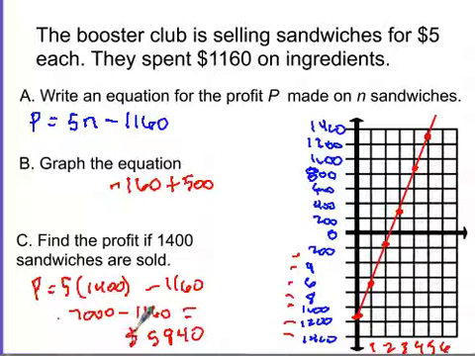$5,840. That seems like a tough way to make $5,000. I don't think many of them run out of sandwiches. All right. 5 times 1,400 minus 1160, that's 7,000 minus 1160, which equals 5,840. All right. Here's your assignment.